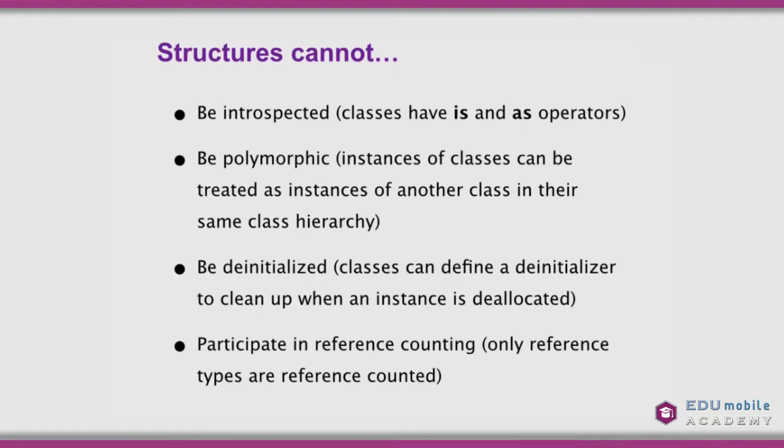Reference types, classes, can be introspected. Classes have an is and an as operator, and we'll talk about those as we get deeper into the course. Classes can be polymorphic. In other words, an instance of a class can be treated as an instance of another class in that same class hierarchy. Structures obviously can't do this because structures can't substruct from another struct, let's say. But classes can have a class hierarchy because a class can be a subclass of another class.